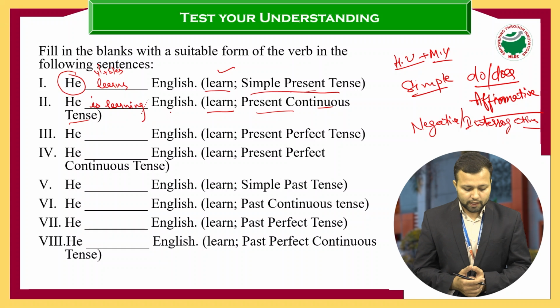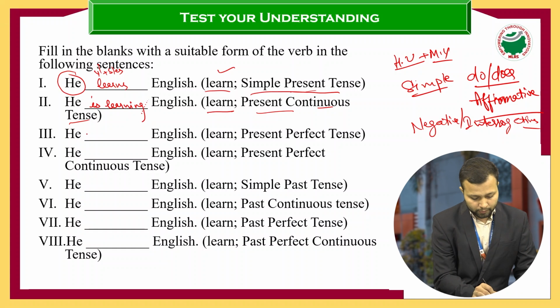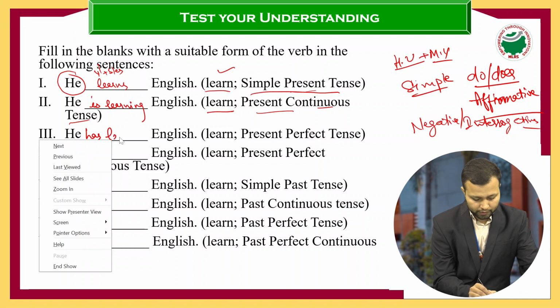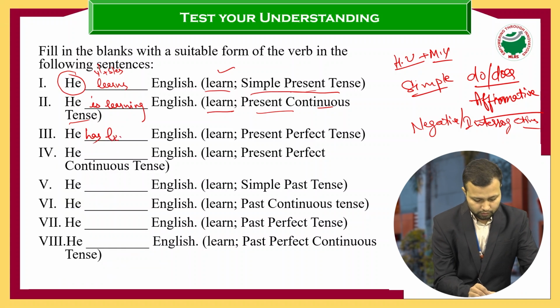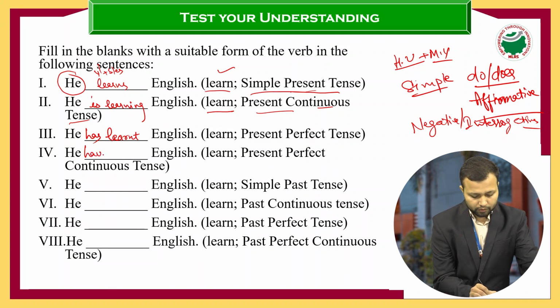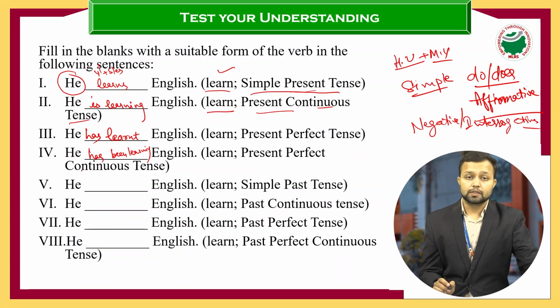Next sentence, he blank English. The verb is learn and the tense is present perfect tense. So our helping verb will be has for a singular subject, plus V3. That will be learned, L-E-A-R-N-T, learnt. Now, the present perfect continuous tense: has been learning. Why? Because it is a singular subject.